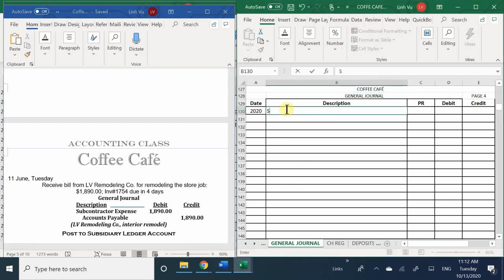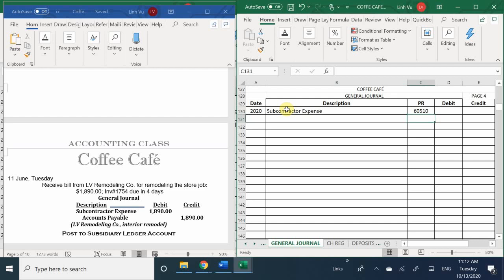Expense. All right, what account number does it belong to? Say that again. 60510. Okay. And then again, because we received the bill, we are making the assumption we're not going to pay now, we're going to pay later.